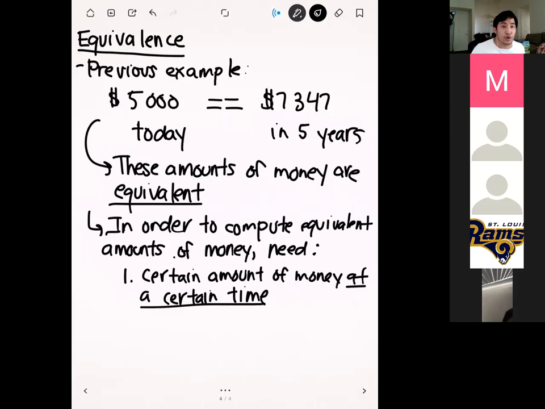So you need to know, it's not enough to know that you have $5,000. You need to know when you're going to have that $5,000, right? Is that $5,000 today? Is that $5,000 a year from now? Is that $5,000 2 years from now? The time is important because as time goes on or as time changes, the value of that money is going to change, right?